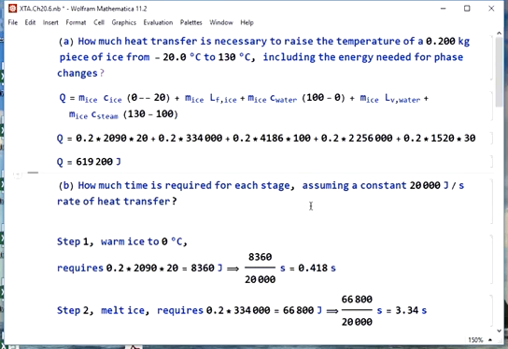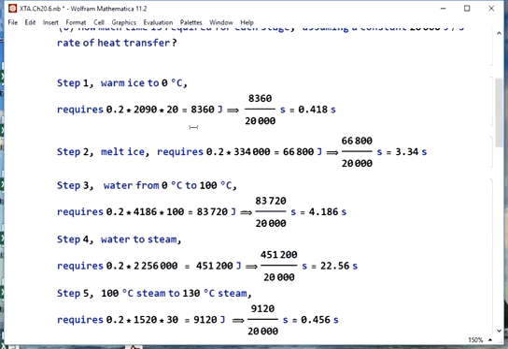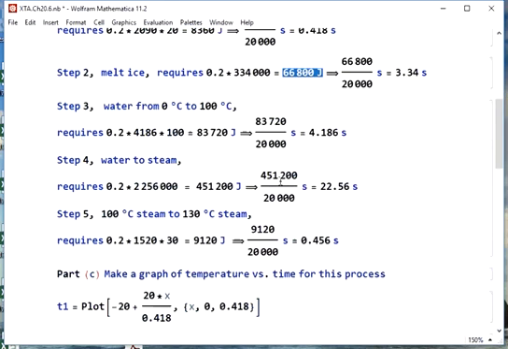Part B, how much time is required for each stage, assuming a constant 20,000 watt rate of heat transfer. Step 1, to warm the ice to 0, the mc delta T there is 8360 joules, and at 20,000 joules per second, that only takes 0.418 seconds. Step 2, to melt the ice, this is m times Lf, 66,800 joules, that works out to 3.34 seconds.